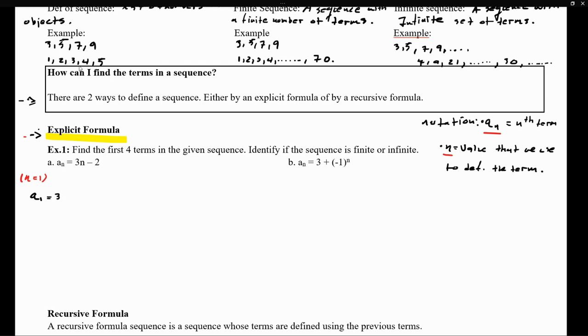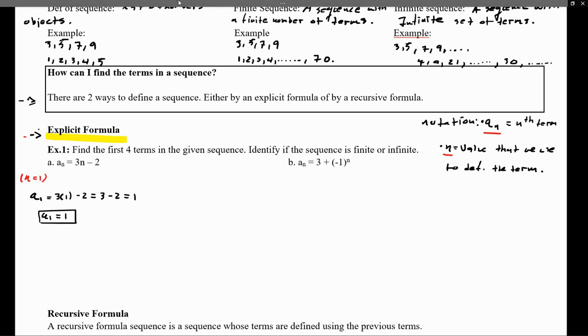And now we're going to have 3 times, but notice that here I'm letting n equal 1, so I'm just going to substitute it. Now it becomes 3 minus 2, which is 1. So what this is saying is that the first term in my sequence is 1.